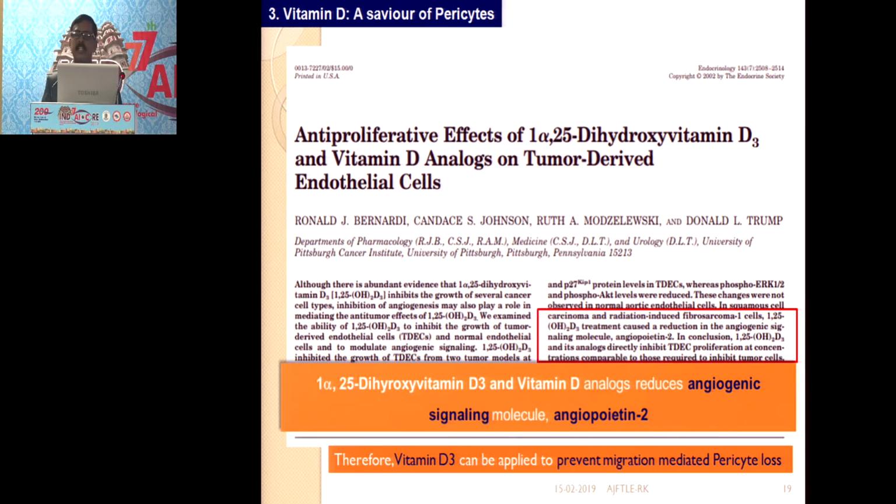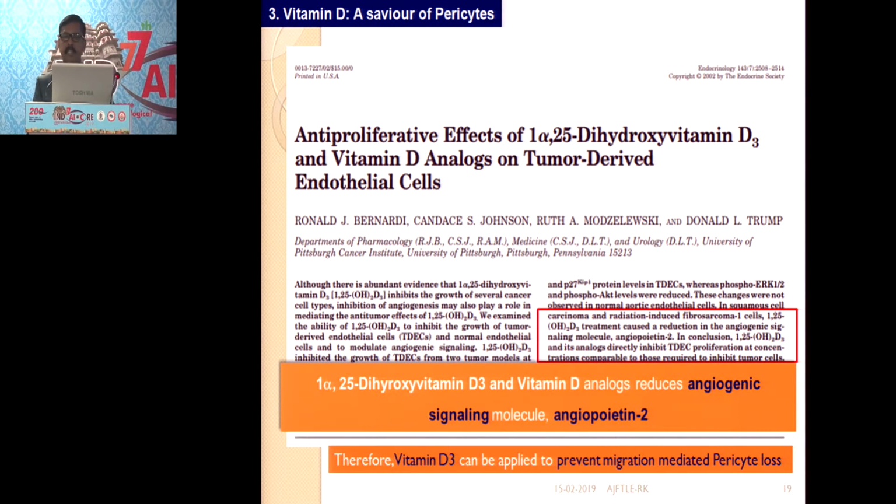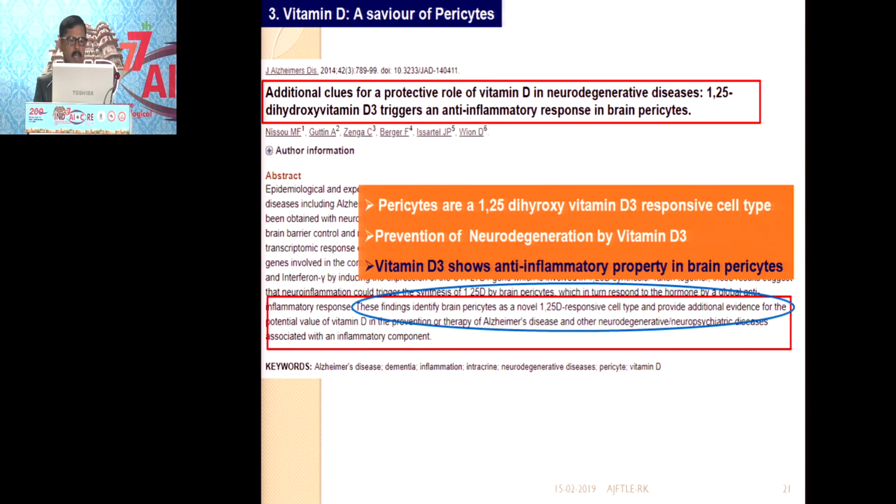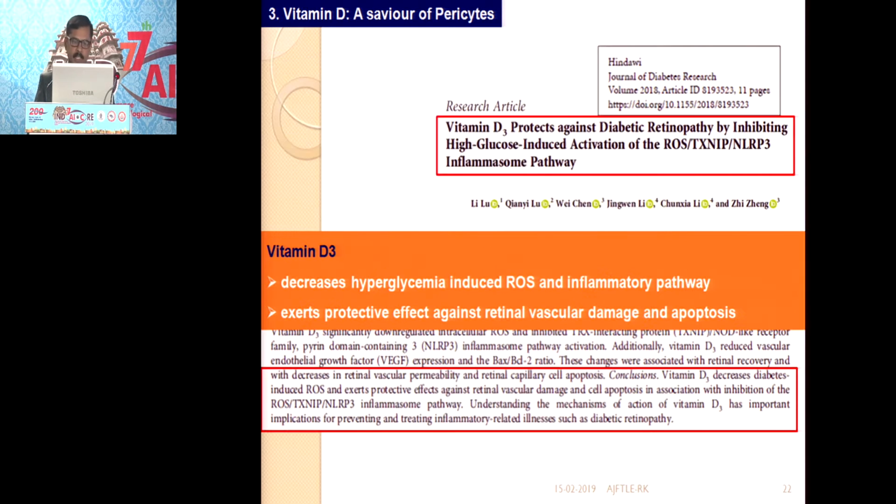When I look into the literature, vitamin D has an anti-proliferative effect in pericytes by attenuating the ANG-Tie2 pathway. In this way, vitamin D can prevent the migration of pericytes from their origin to other places. Vitamin D again attenuates the pro-angiogenic property of pericytes, and decreases the proliferation and migration of pericytes and endothelial cells. It causes G0 arrest. An additional clue suggests an anti-neurodegenerative property, and it shows an anti-inflammatory property in brain pericytes. So altogether, vitamin D has some role in restoring pericyte function.